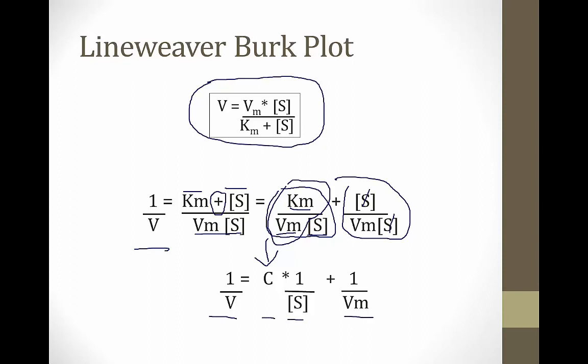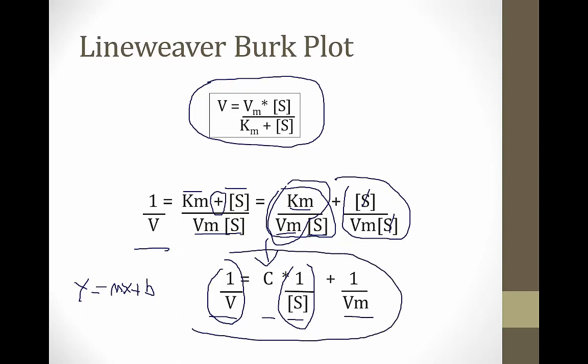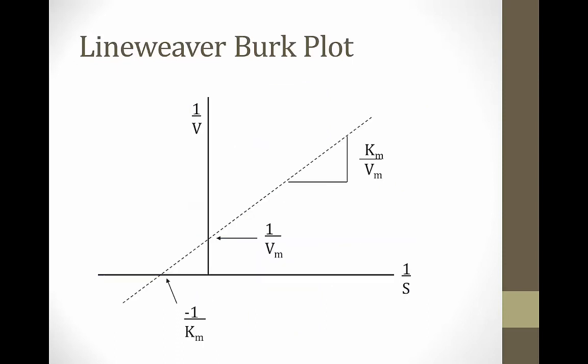Now you may remember from algebra that the equation y is equal to mx plus b is the equation for a straight line. So if we plot 1 over V on the y-axis and 1 over S on the x-axis, we now have y equals mx plus b. We have the equation for a straight line right here, and we've just created this by flipping the Michaelis Menten equation upside down. So now we have what's called a Lineweaver Burk plot.